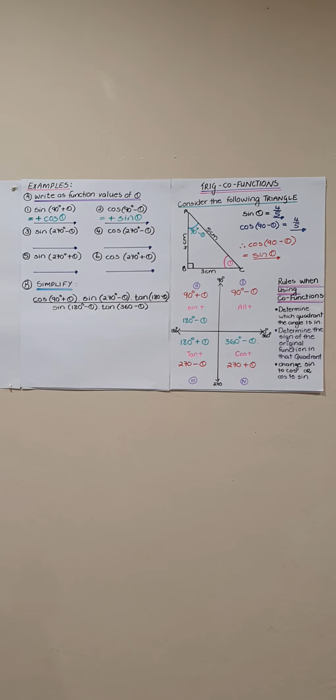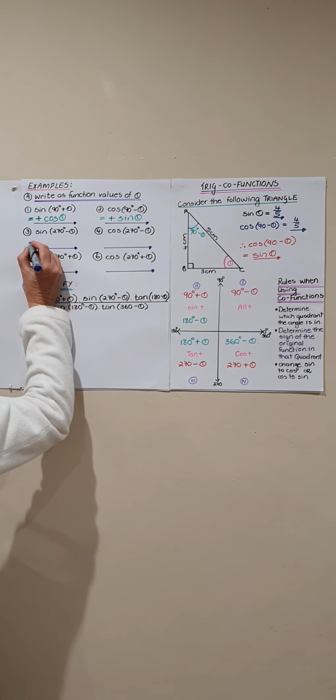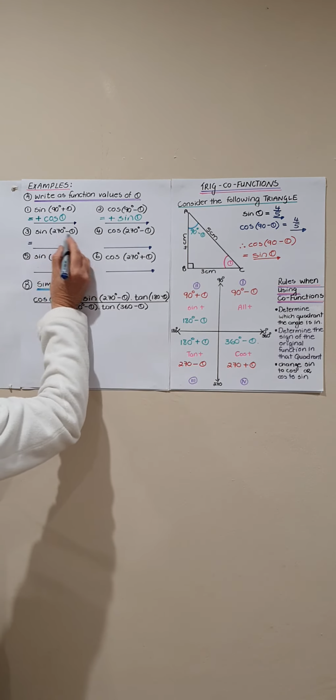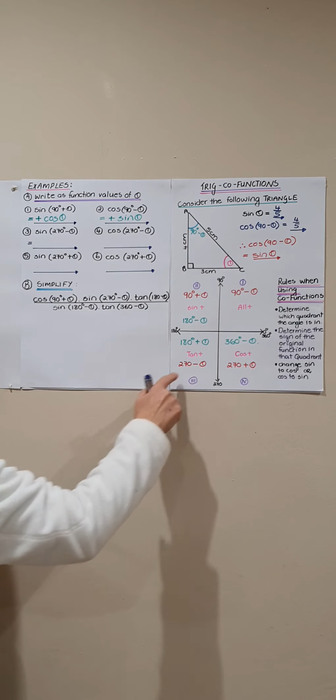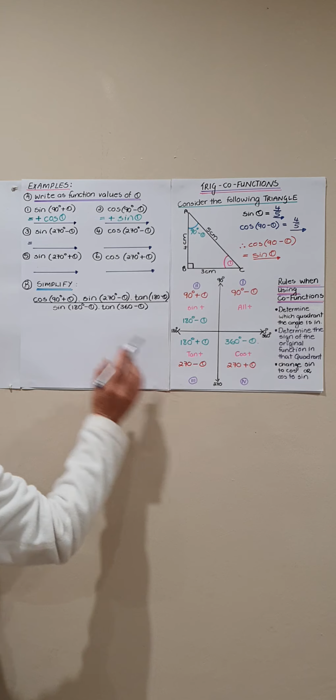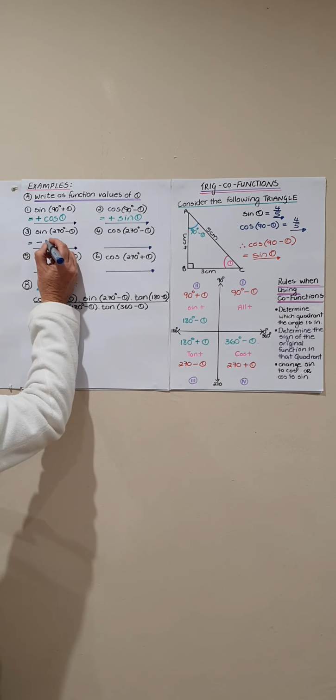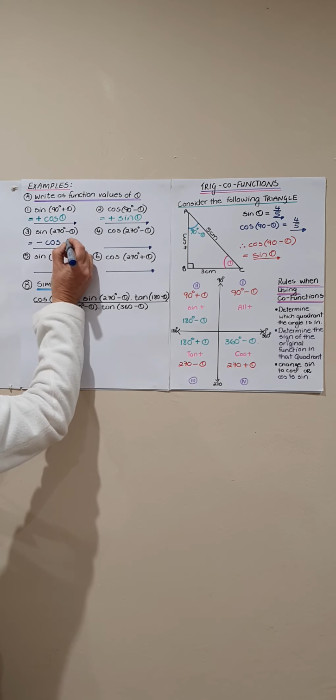If I look at the third one, sine of 270 minus theta, where is this angle? It is in the third quadrant. In the third quadrant, sine is negative. So it's going to be a negative. I'm going to change sine to cos, and it's going to be negative cos theta.